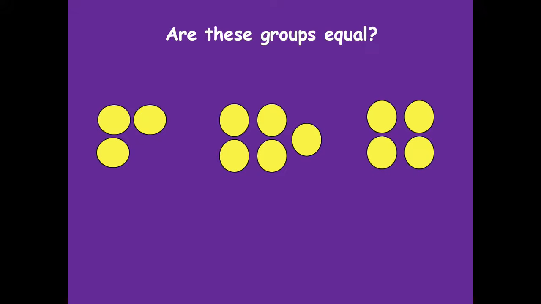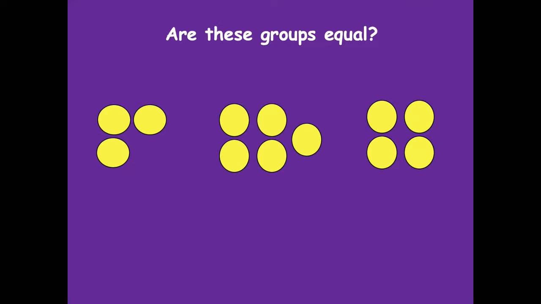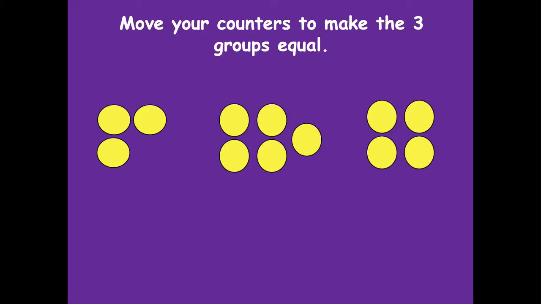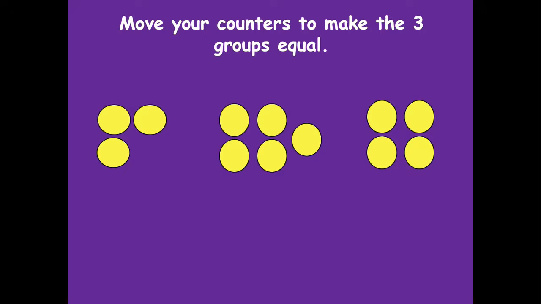All right, so are these groups equal? Oh no, there sure aren't. Oh, there's Mrs. Walker. All right, so these are not equal. Move your counters to make the 3 groups equal. So go ahead and pause the video, move your counters however you need to make the 3 groups equal. And then click play when you're ready for the next step.